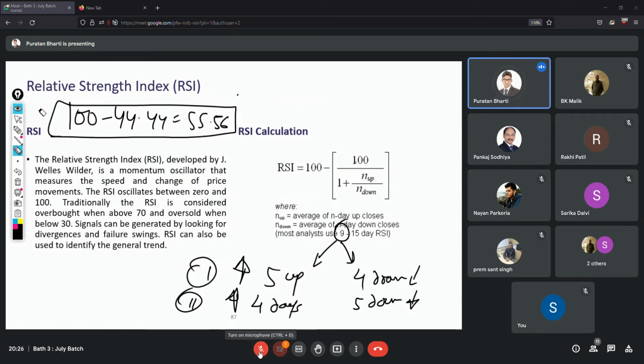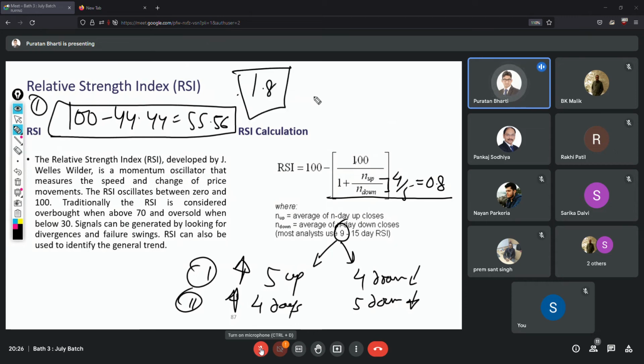So from case study 1, we have one RSI number. Then we move on to the next case study. So this is 4 by 5, which is how much? 0.8. Is this the number? Yes. Okay. Now when you add 1, it becomes 1.8.